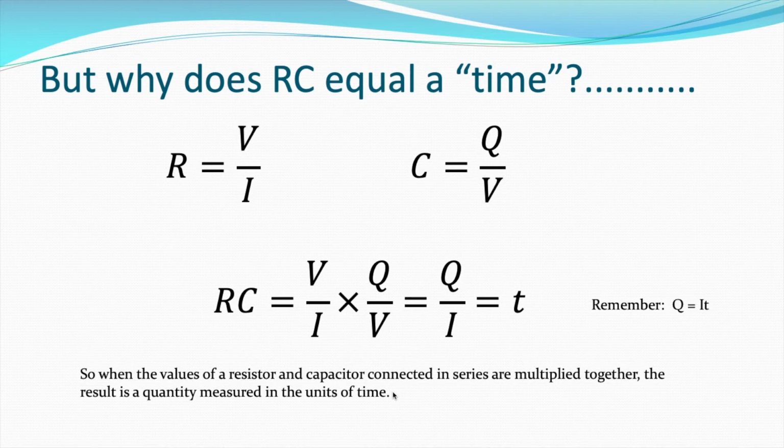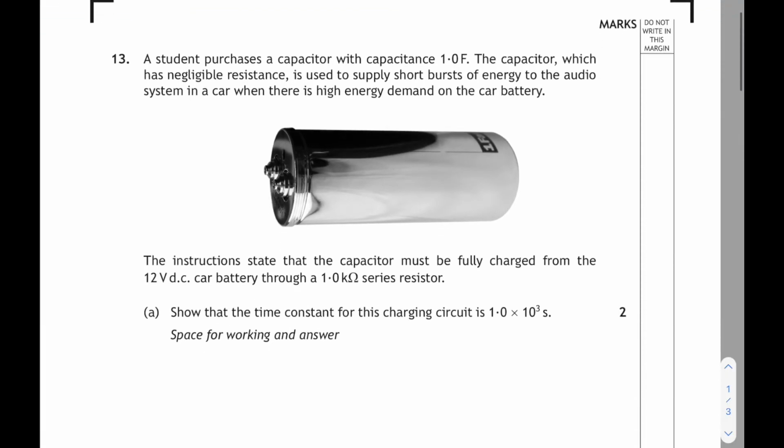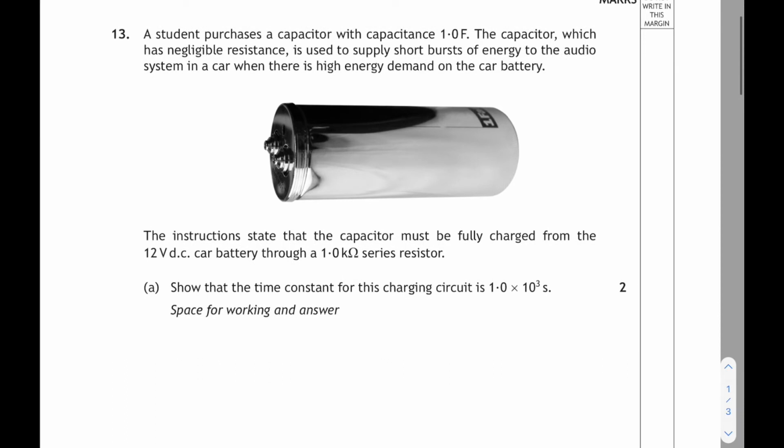So let's have a little look at a past paper question, and it's usually quite easy marks to get. This was from the 2017 paper. A student purchases a capacitor with a capacitance of 1 farad. That's a big capacitor. The capacitor has negligible resistance and is used to supply short bursts of energy to the audio system in a car when there's a high energy demand on the battery. That's if you're playing your tunes dead loud.